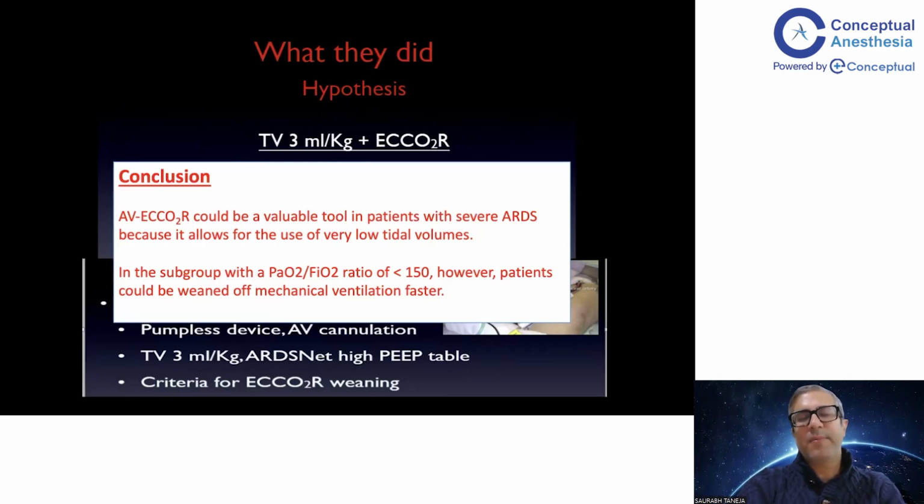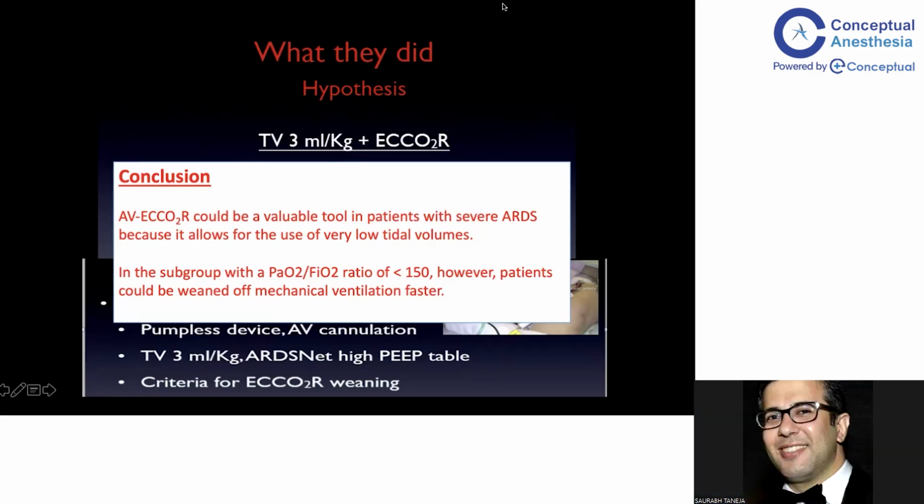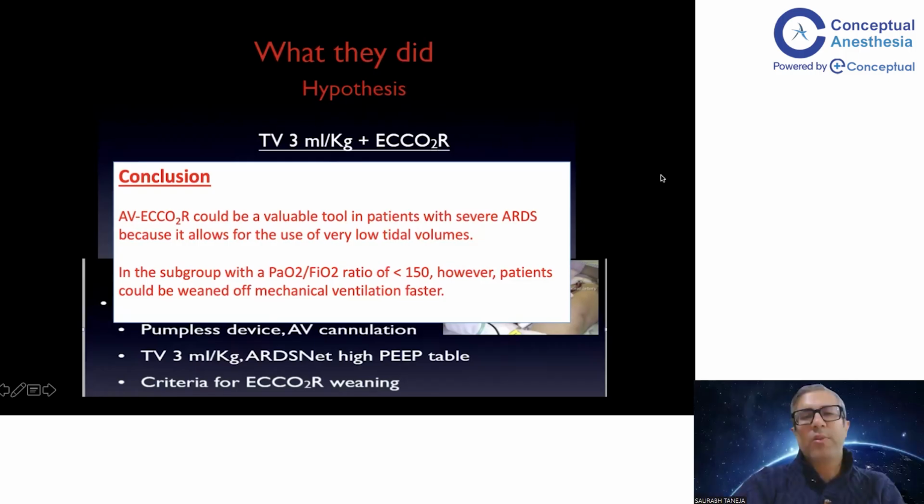So they tried this in patients when they use ultra lung protective ventilation with very low tidal volume, to 3 to 4 ml per kg. In the subgroup of PF ratio of less than 150, they realized that they could be weaned slightly faster, but there was no mortality benefit.